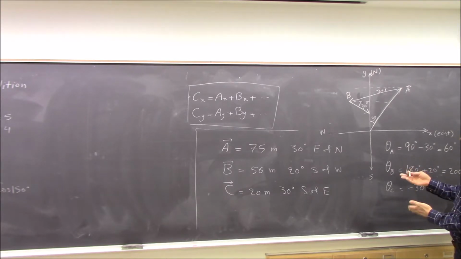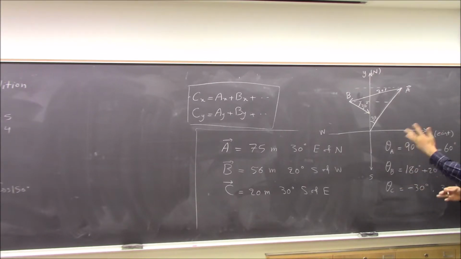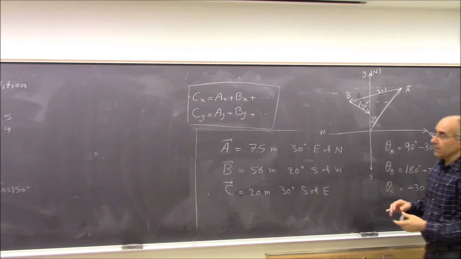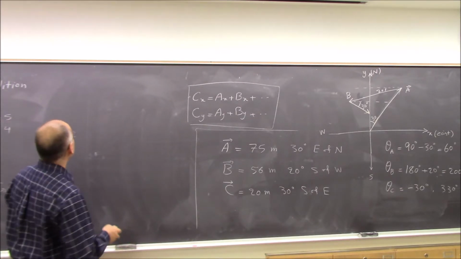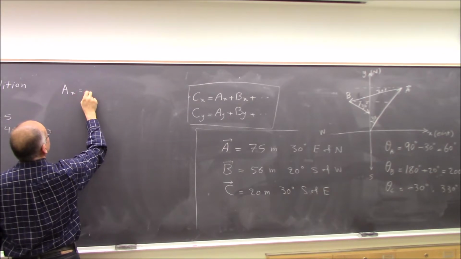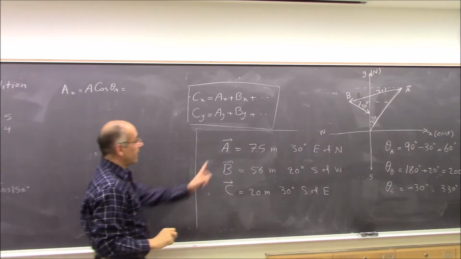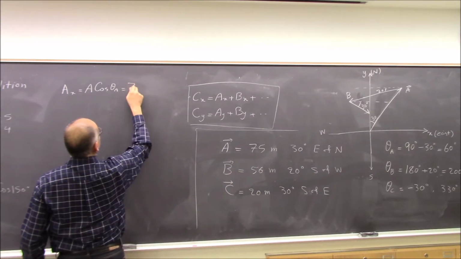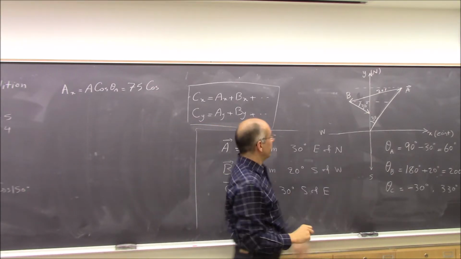And then for each one, the x component is magnitude times cosine. Because there are so many directions, it's best to do this, and now we don't have to worry about positive, negative, or sine or cosine. We know all the x components come with cosine, all the y components come with sine, and the positive or negative is automatically there. So we say Ax is equal to A cosine theta A, which is A's magnitude, 75 meters, times cosine of theta A, which is 60 degrees.